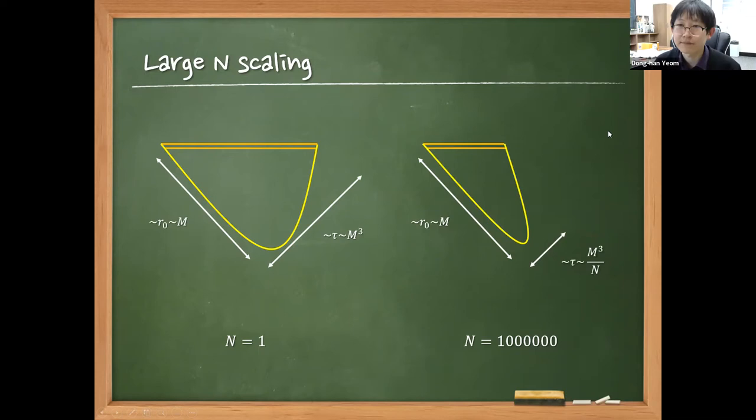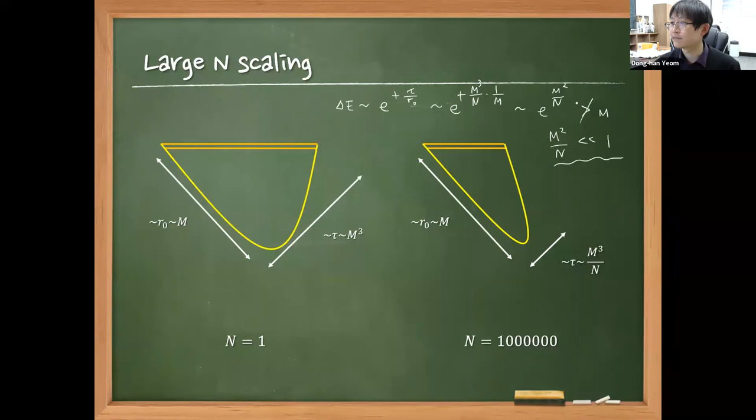Then there may be some attempts to say that by introducing such a very large number of scalar fields, one may find some inconsistent condition of black hole complementarity. For example, delta E is exponential in R0 over tau, where tau is the page time, which is n m cubed divided by m approximately, and then it goes exponential in n m squared. Therefore, if it is greater than m, then it is consistent. But if you choose m squared n way smaller than 1, then maybe this inequality may break down, and you may say that black hole complementarity can be inconsistent.